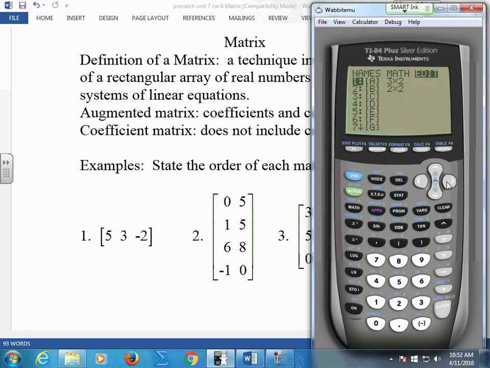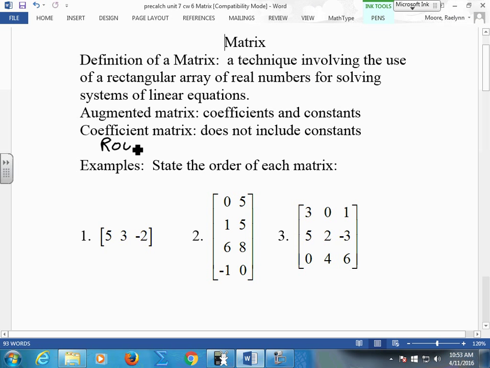Then we go here to edit. And this is where you can put your matrix in. Now, what it's asking you for is the dimensions of your matrix. But watch carefully. Your dimensions are row by column. Row by columns. Now, I'll show you what happens if you made a mistake.